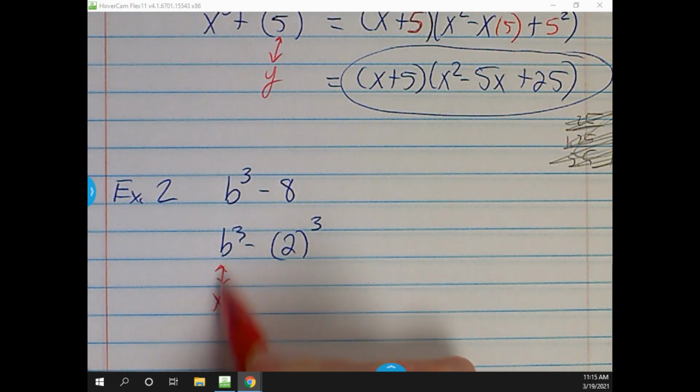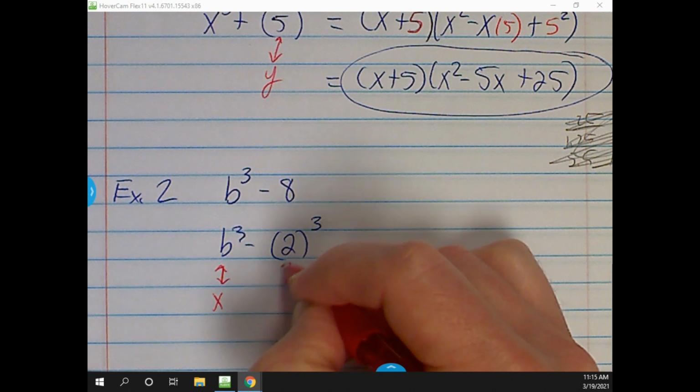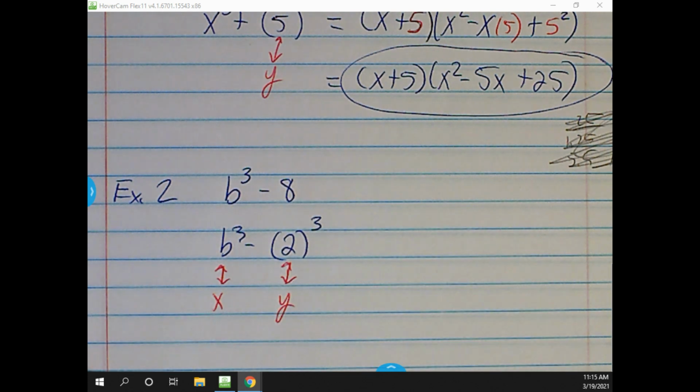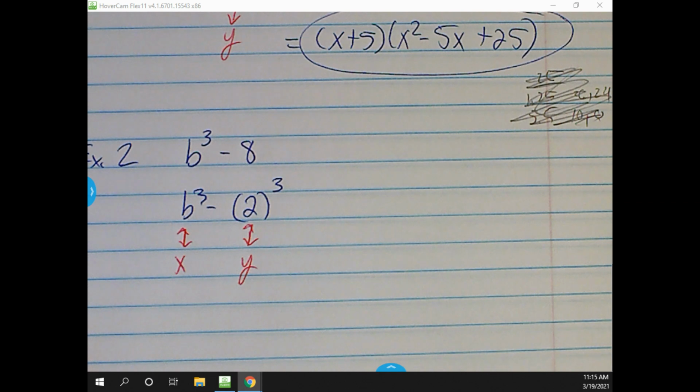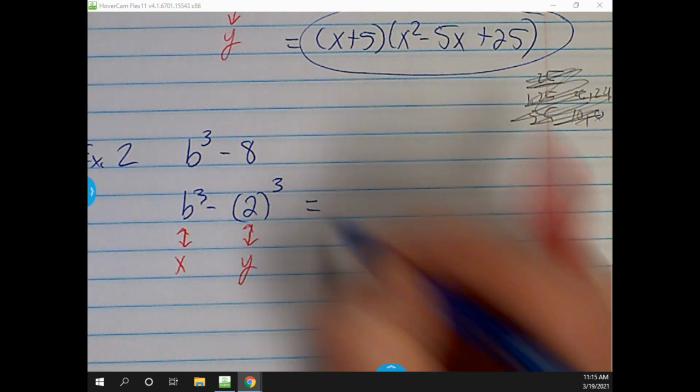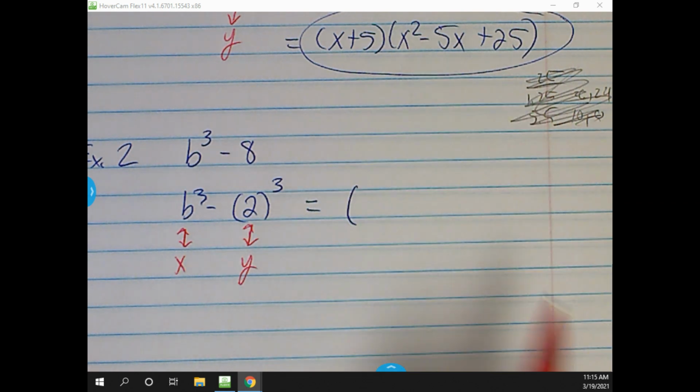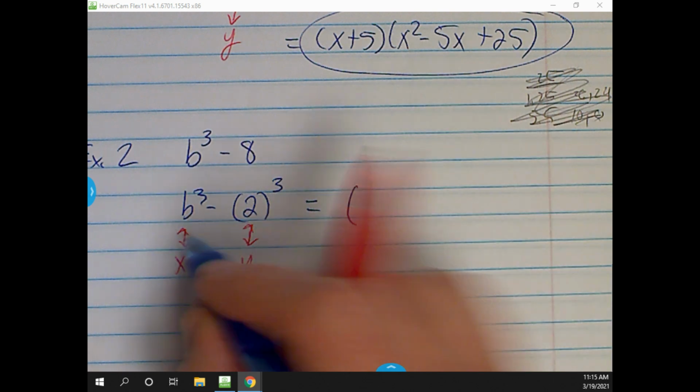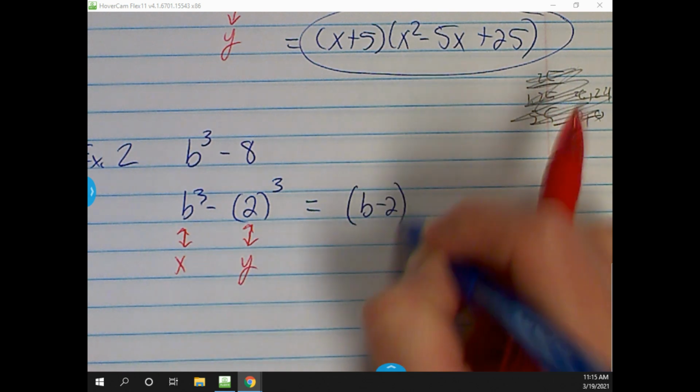Okay, so the b is pretty much the same thing as the x. And then the 2, we can change that out with the y. So that's kind of what we're doing in this case. Instead of having x and y, now we're going to use b and 2. We're going to plug those two things into that equation. So instead of it being x minus y, it's going to be b minus 2.